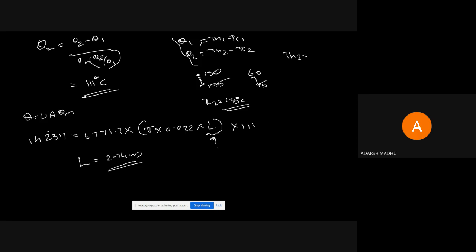So this is the method of finding the length. If any question asks for the value of L, the only method is Q equal to U A theta m, where the area is pi d l for pipe flow. You find L from that equation. So you need the values of Q, U, and theta m. For this question U is given as h bar only. In another question you may have to find U using 1/h0 plus 1/hf, finding h0 first. So this is the method of solving this heat exchanger problem.